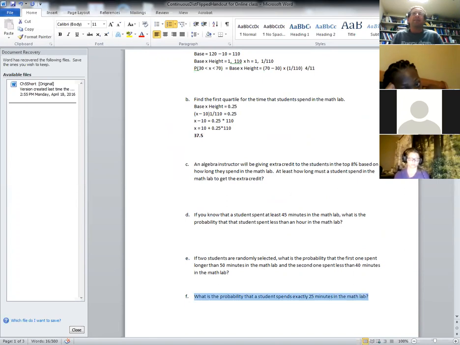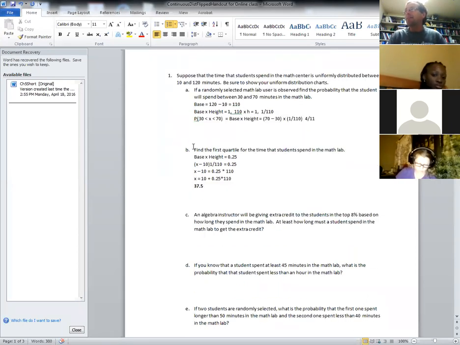Any thoughts on that? What's the probability that a student spends exactly 25 minutes in the math lab? Don't see you jumping in. It's actually quite easy, as a hint. What is the base of the rectangle? What is the 37.5%? It's the answer to this. It's the first quartile, so that means 25% of all the students spend between 10 and 37.5 minutes. Or you could also say spend fewer than 37.5 minutes.